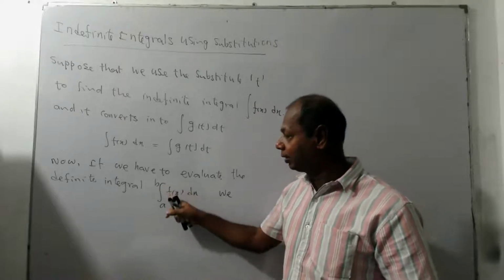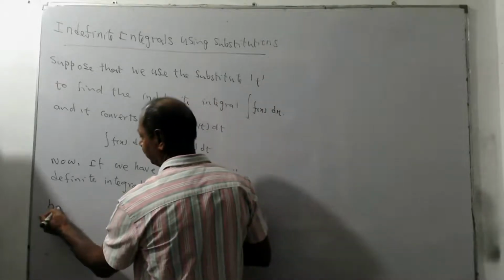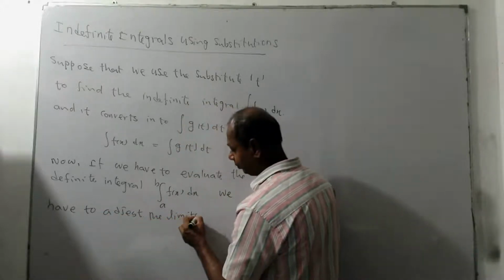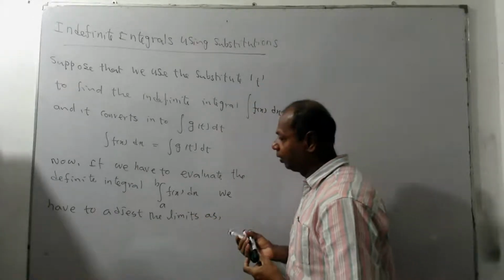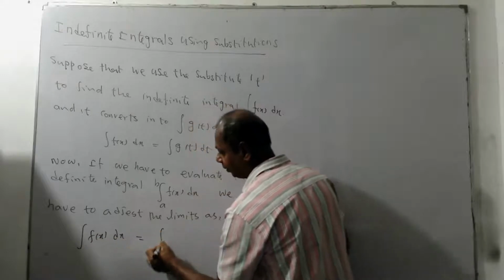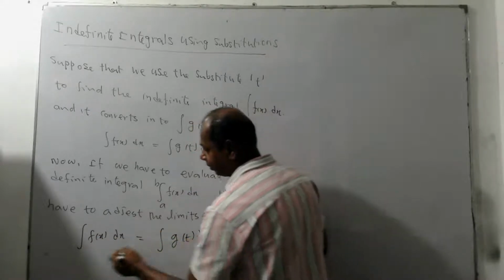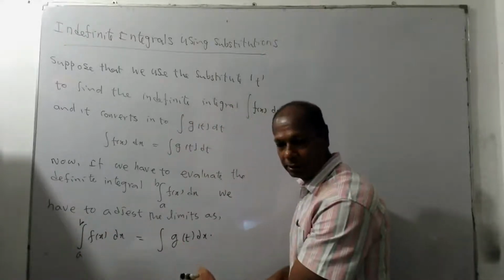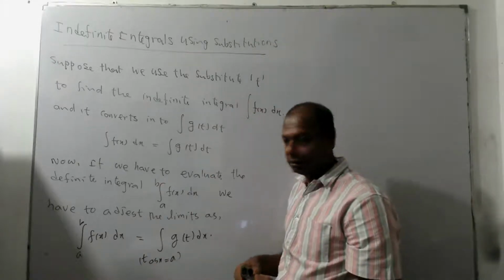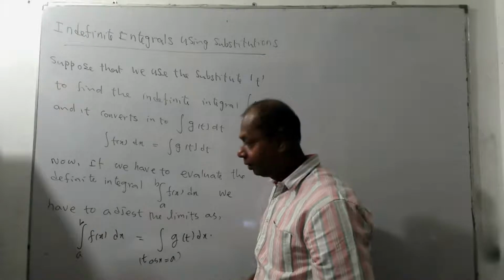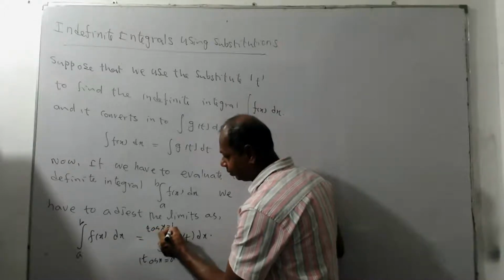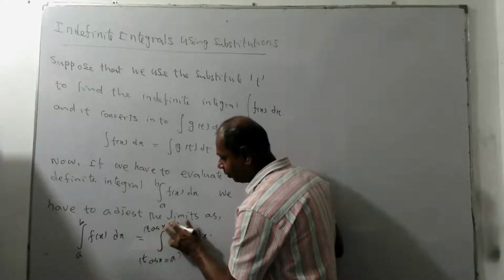So as x goes from A to B, f(x) dx, to evaluate this, we have to adjust the limits. This is what we do. The integral f(x) dx converts into the integral g(t) dt. As x goes from A to B, the new limits are not from A to B. This is the value of t as x equals A, that's what you are writing here. And here it has to be the value of t as x equals B. So the new limits will look like that.